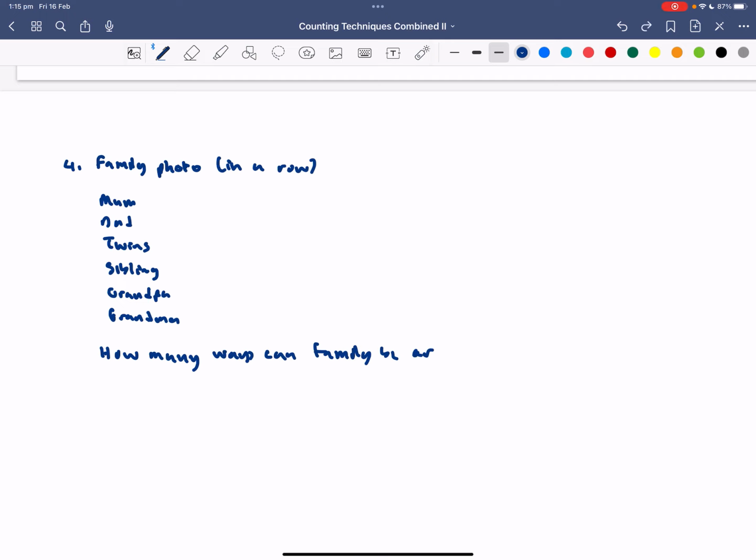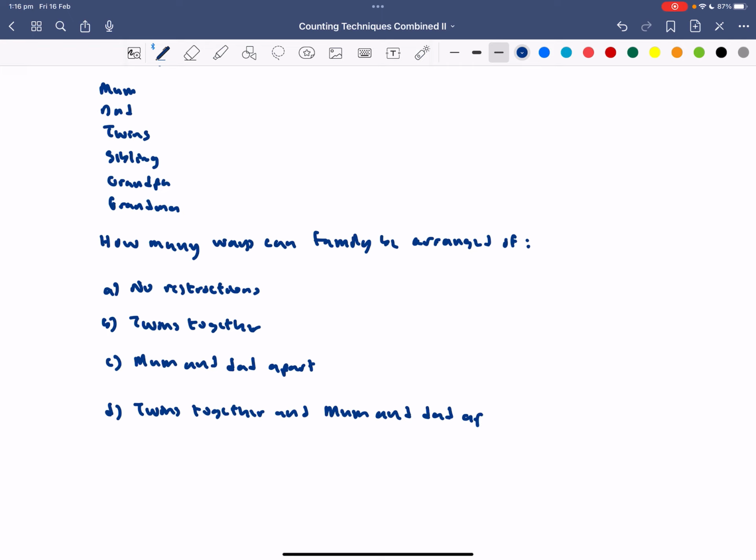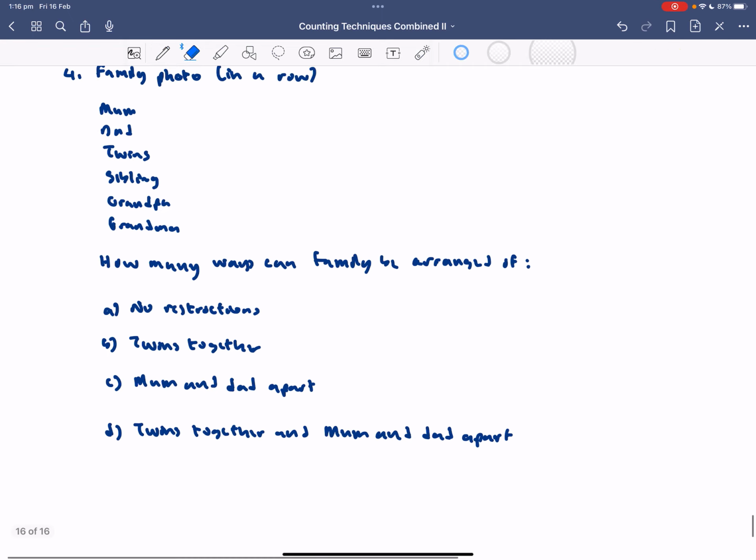How many ways can the family be arranged? First part, no restrictions. Second part, the twins must be together. C, if mum and dad must be apart. And lucky last, if the twins are together and mum and dad are apart. Alright, pause and try it yourself.